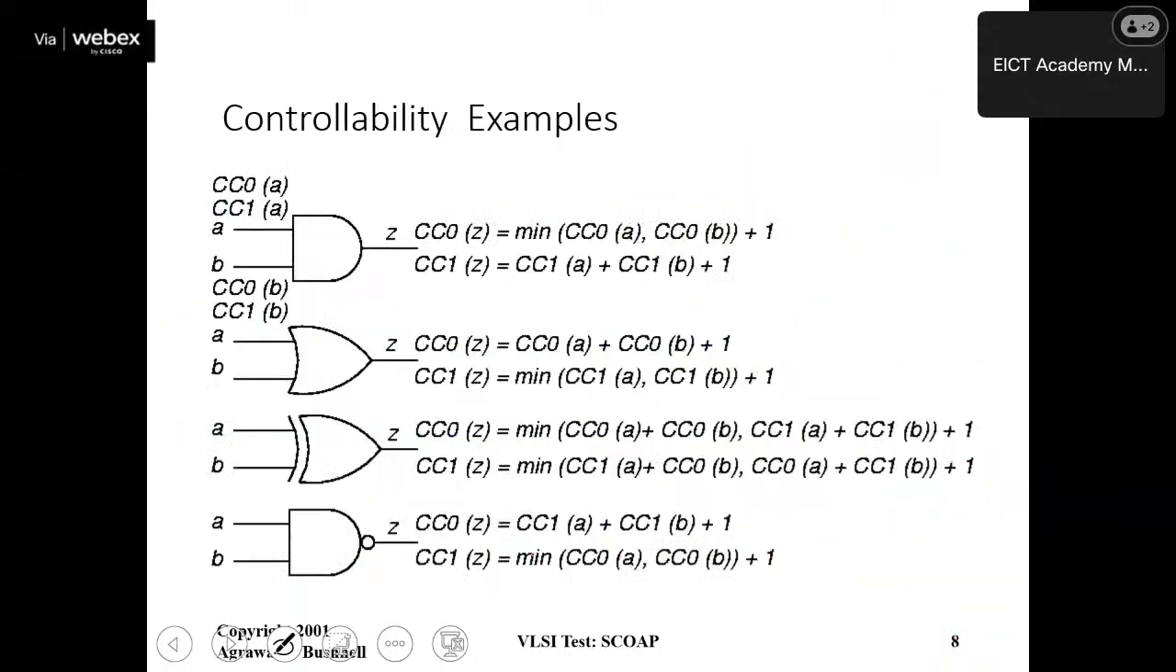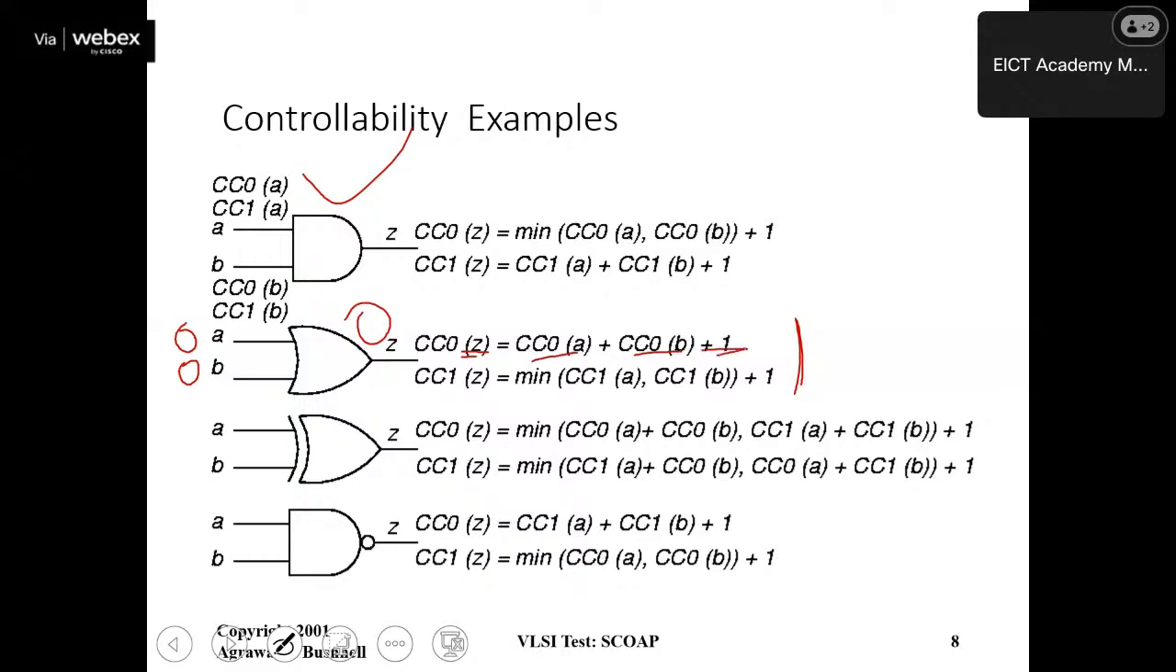So these are the basic controllability examples we have already discussed for AND gate. We can discuss for OR gate. So for OR gate, let's consider the CC0. When I want 0, I have to make sure that A and B are expected to be 0, 0. So it means sum of CC0 of A plus CC0 of B, and this plus 1 is because of the level change.